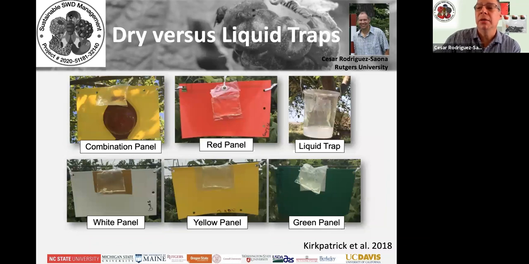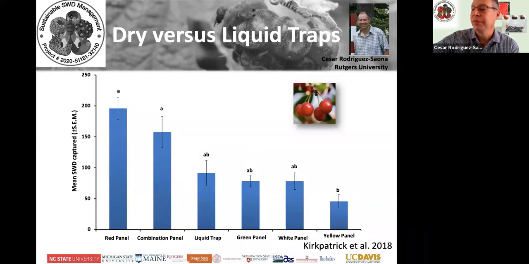In a recent study, Kirkpatrick and colleagues tested different trap designs. They tested a combination panel that consisted of a red sphere on a yellow background, a red sticky panel, our standard liquid trap, and white, yellow, and green sticky panels. What they found was that the red panel and the combination panel captured the most flies.